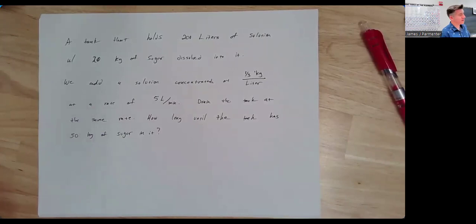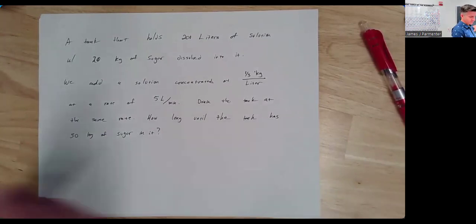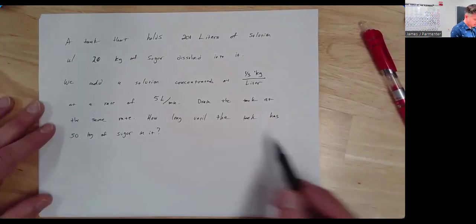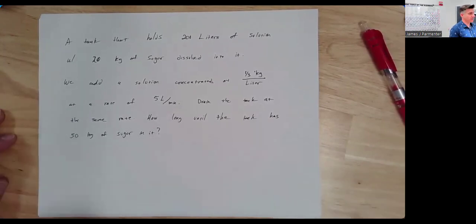An alternative way I could have phrased the same question: how long until the concentration of sugar in the tank is a quarter of a kilogram per liter? Because if the tank is 200 liters and the concentration is a quarter of a kilogram per liter, a quarter of 200 liters is 50 kilograms. So I want you all to set it up.